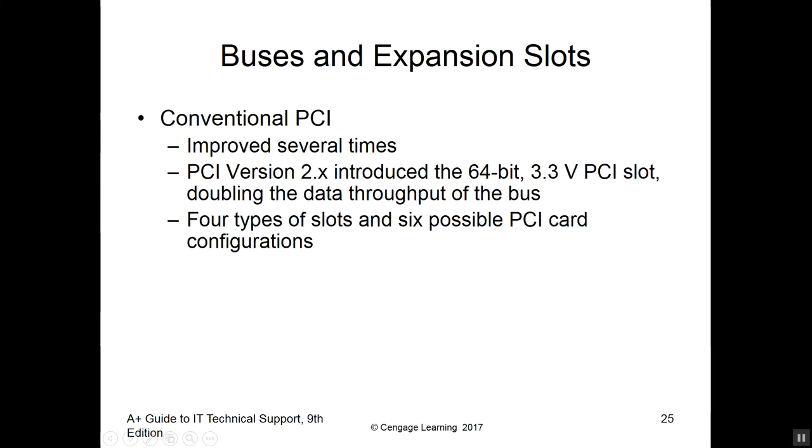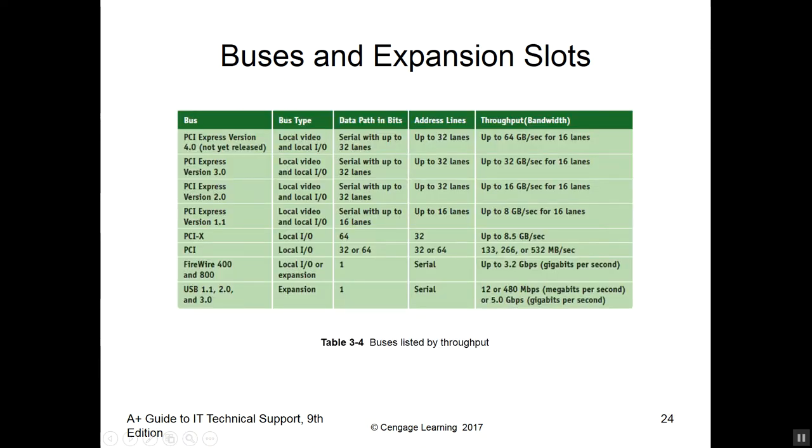Now, when it comes to expansion slots, the conventional PCI has been improved time after time after time. They just keep getting better. If I back up and look at this chart, these are all PCIs from here on, from PCI on up. We're looking at 6 different versions of PCI. So they're just getting better and better over time.